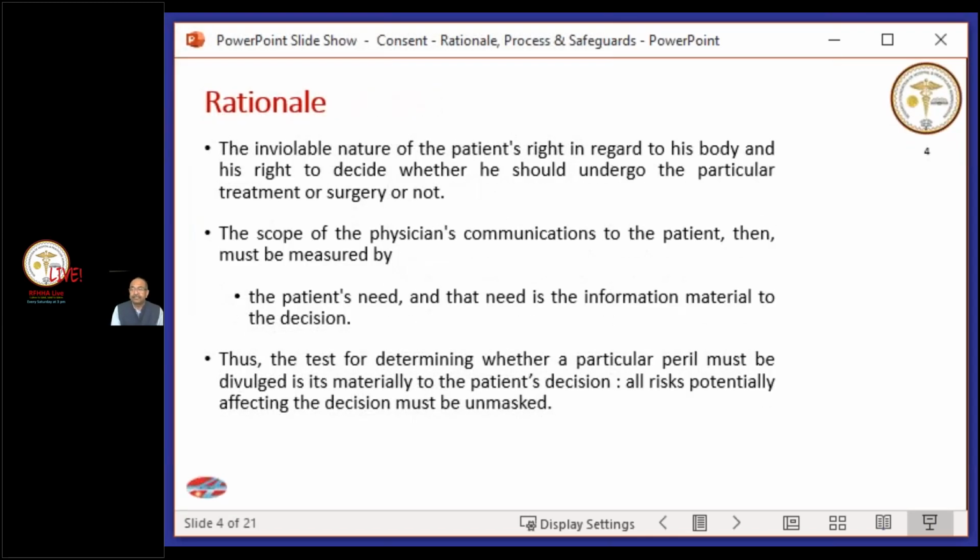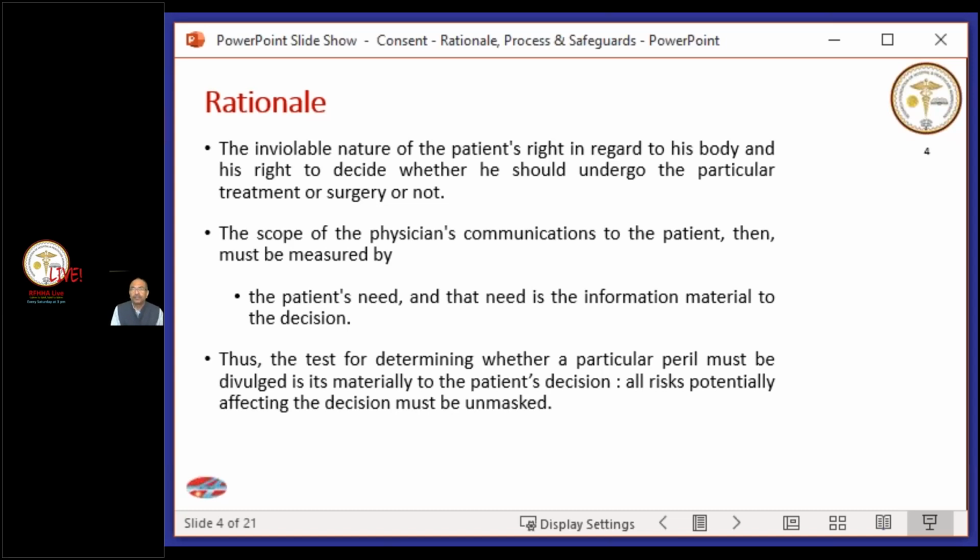So having said that, what is the rationale for consent? The first statement on the slide is the rationale: the inviolable nature of the patient's right in regard to his body and his right to decide whether he should undergo a particular treatment or a surgery or not. So this right of a person over his body is absolute, and it is a part of what is known as autonomy. So a person is required to decide for himself, and this power or this authority or this right cannot be taken away.